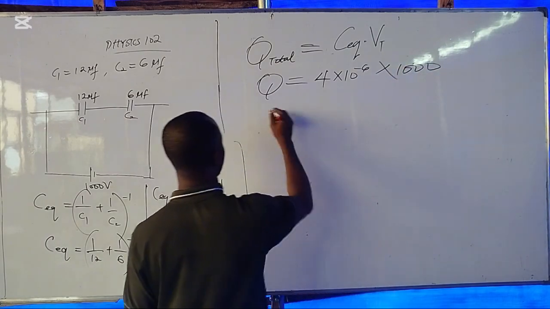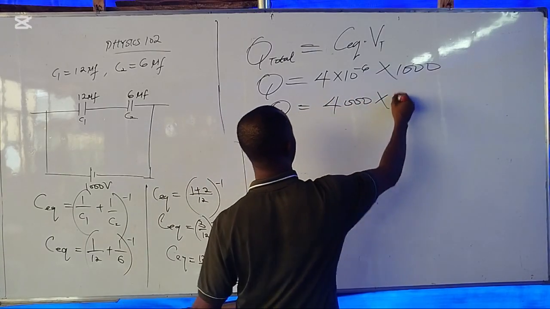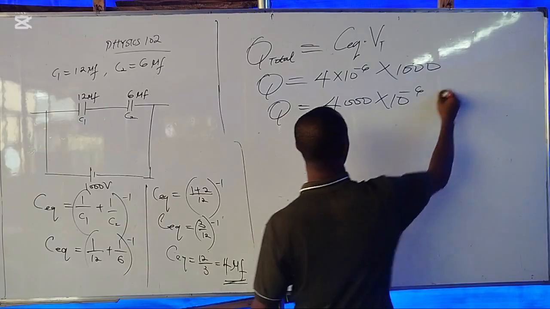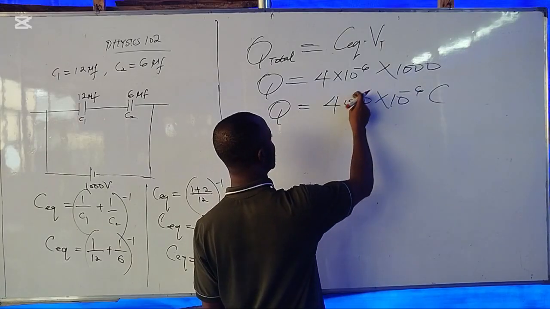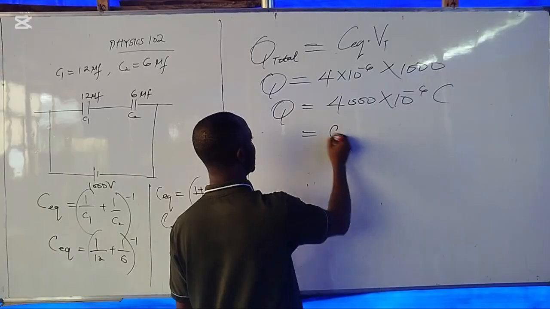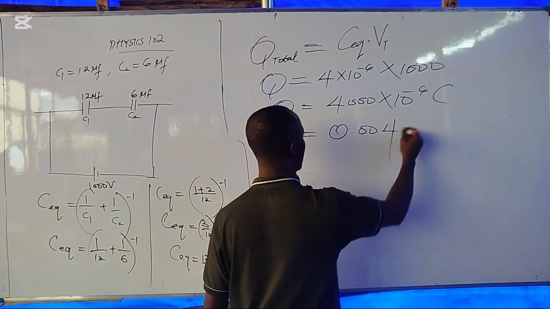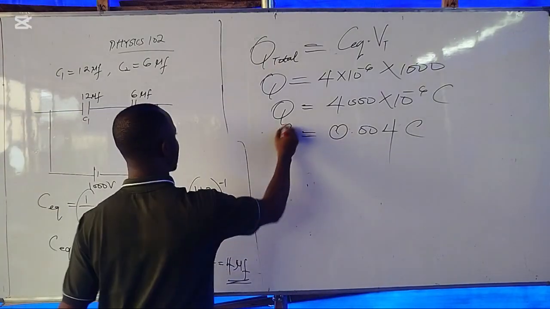So what do we have here? Here becomes 4000 times 10 raised to power minus 6 coulomb. In standard form, we have about 0.004 coulomb, is it not? This is our total charge.